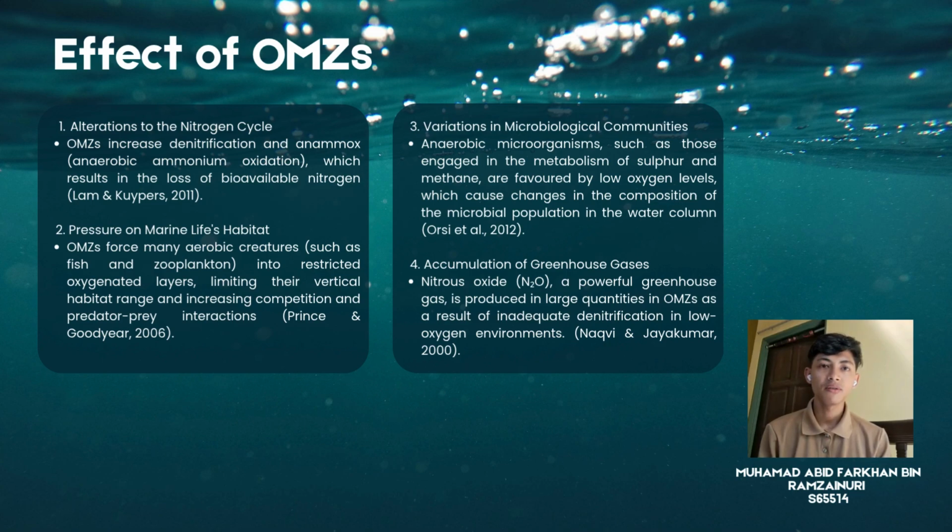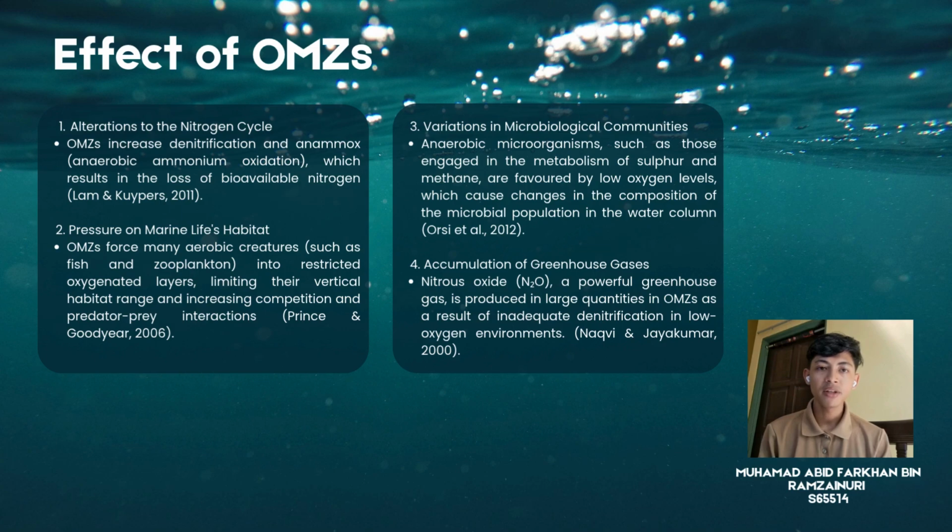For the effects of OMZs, first, alteration to the nitrogen cycle. In the water column, OMZs increase denitrification and NMOX, which results in the loss of bioavailable nitrogen. This has an impact on production and nutritional balance. Second is pressure on marine life habitat. OMZs force many aerobic creatures such as fish and zooplankton into a restricted oxygenated layer, limiting their vertical habitat range and increasing competition and predator-prey interaction.